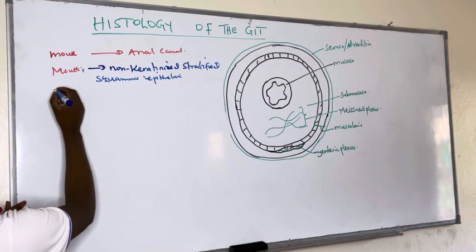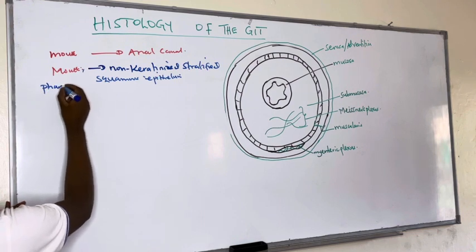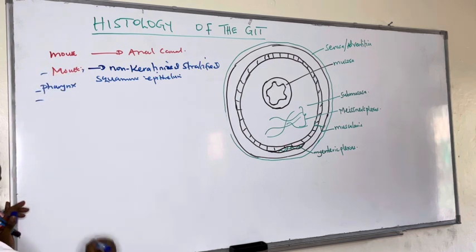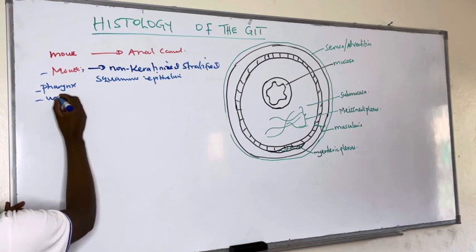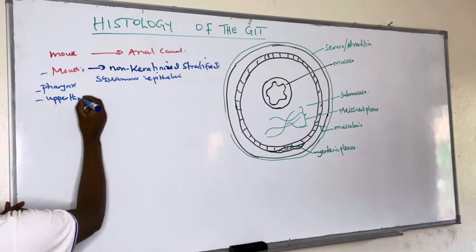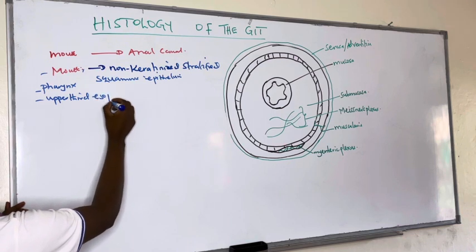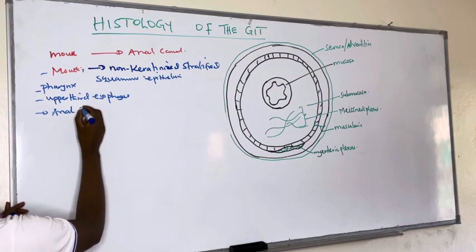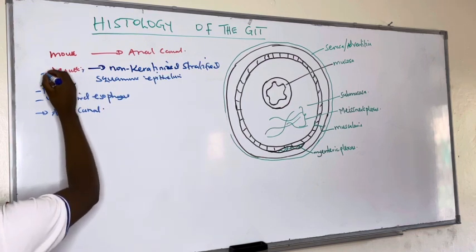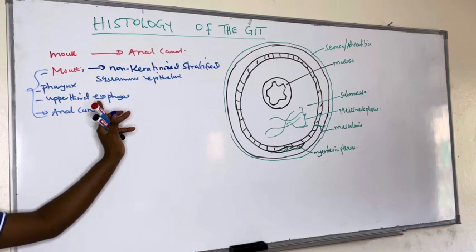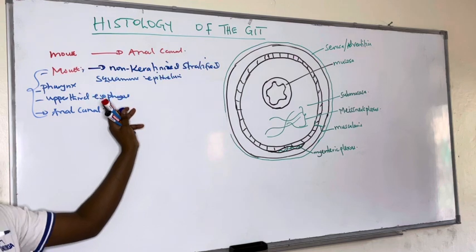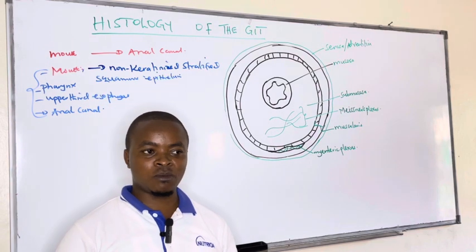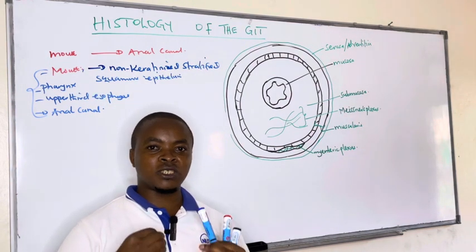So we see it in the mouth, in the pharynx, in the upper third of the esophagus, and another part we see it is the anal canal. So the mouth, the pharynx, the upper third of the esophagus, and the anal canal are lined by the non-keratinized stratified squamous epithelium. And its role is protective.